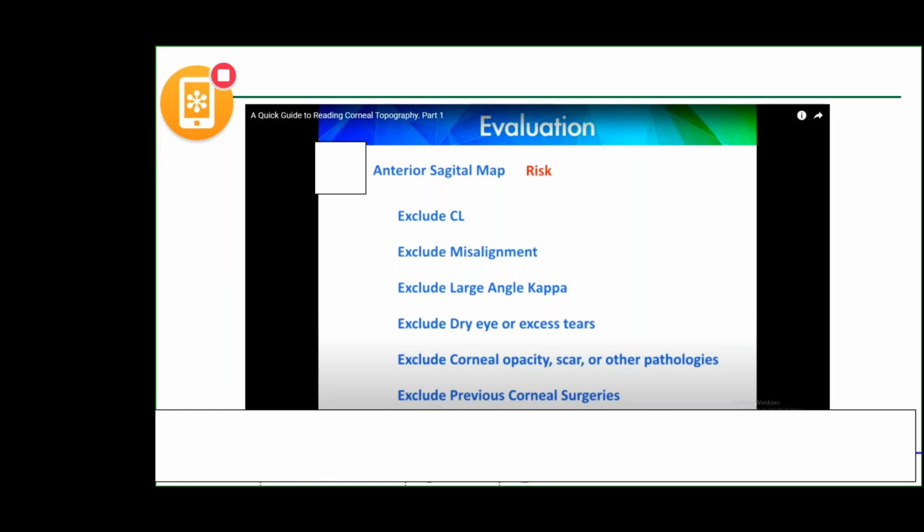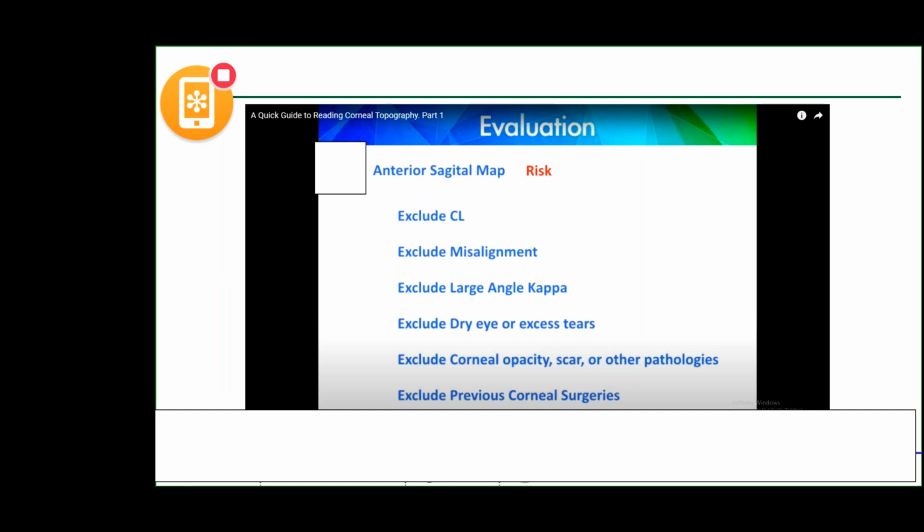So when you get any of these risk factors, like a high risk factor or a moderate risk factor in a cornea, the first thing we want to rule out is, has it been warpaged? A contact lens can warpage your cornea. It's like changing the shape of your cornea by using a contact lens for a very long time. So you got to exclude contact lens wear.